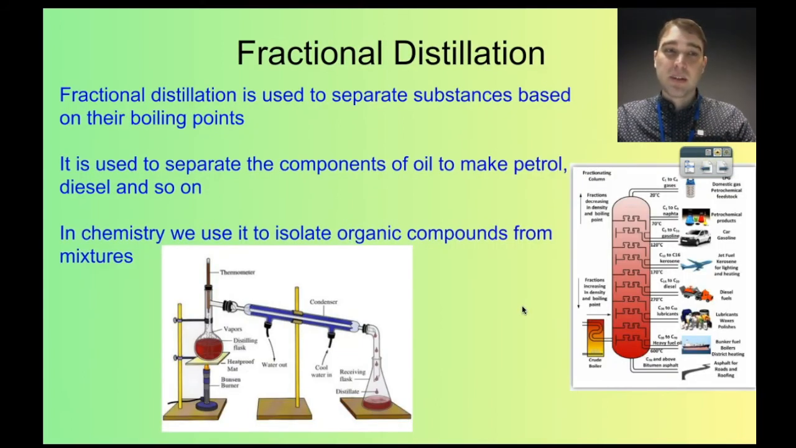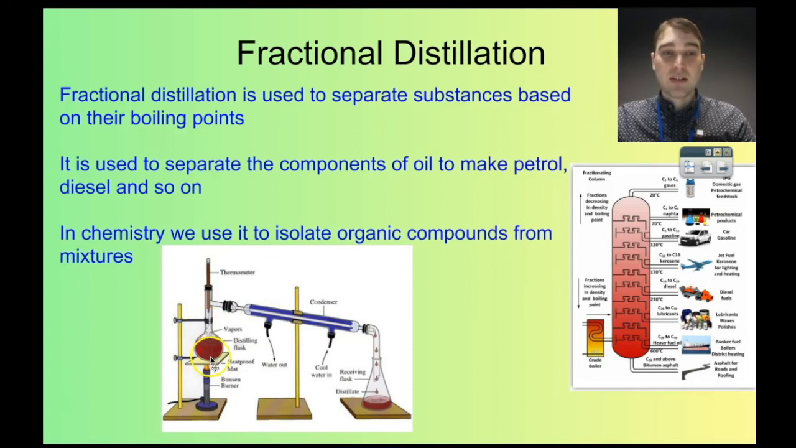The last one I'm going to talk about is fractional distillation. In fractional distillation, you have a mixture, usually of liquids, sometimes of gases, and you heat them up, and different substances boil at different temperatures. We've talked about boiling point before. So based on the boiling points, you can separate out substances from each other. In chemistry, we use it to separate organic compounds from mixtures.